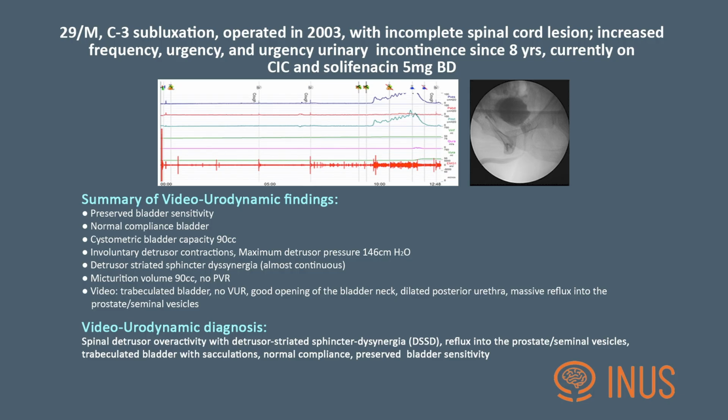In this high, incomplete tetraplegic man, we see spinal detrusor overactivity with pressures up to 100 centimeters of water combined with detrusor external sphincter dysynergia. The bladder is trabeculated, and we see reflux into the prostate and the seminal vesicles during voiding. This patient is at risk for upper urinary tract damage.